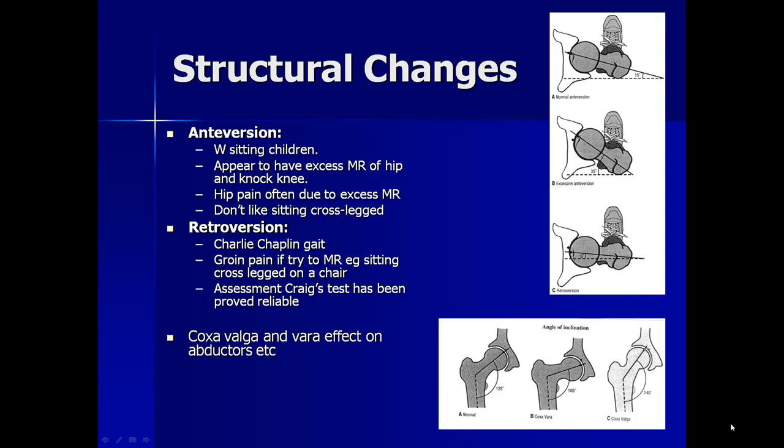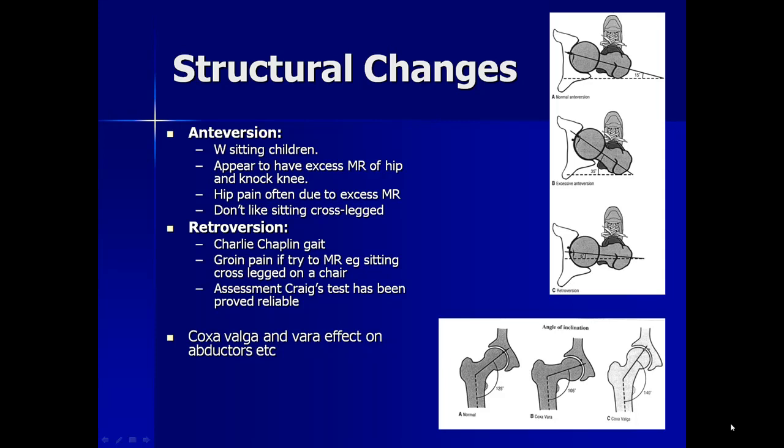The opposite to excessive anteversion is retroversion. And this is where that angle, the normal angle of anteversion, is reduced to 5 degrees. And this may be seen clinically as a Charlie Chaplin style gait with wide reaching feet, or they may indeed get groin pain if they try to turn their hips inwards, such as sitting cross-legged on a chair. The way of assessing both anteversion and retroversion is through a test called Craig's test, which will be covered later.